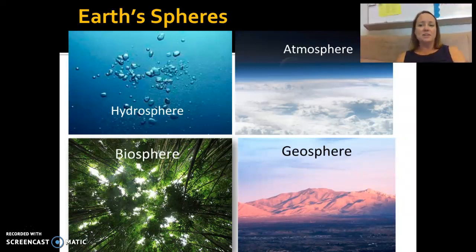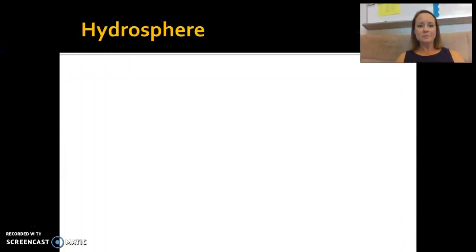Same thing, the atmosphere are the gases that surround the Earth, so those gases are in a spherical shape. All of the water that covers the surface of the Earth, so that's hydrosphere, the prefix hydro means water. And then biosphere, all the living things, the prefix bio means life.